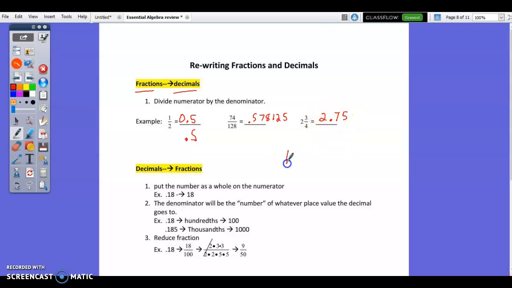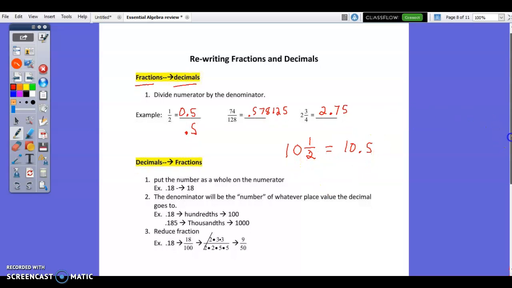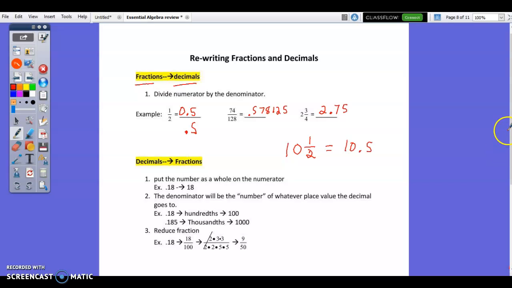Just like if it was 10 and 1/2, we know a half is 0.5, so this would be 10.5. You can just write the 10 out in front of the decimal on the whole number side and then figure out what the actual decimal is by dividing the fraction. All right, so that's how we go from a fraction to a decimal.